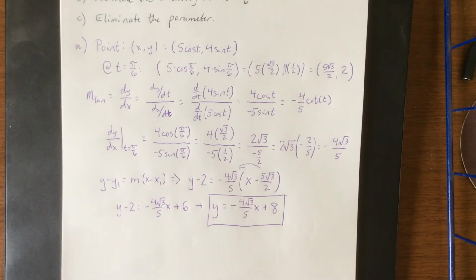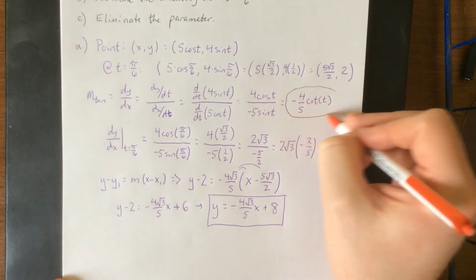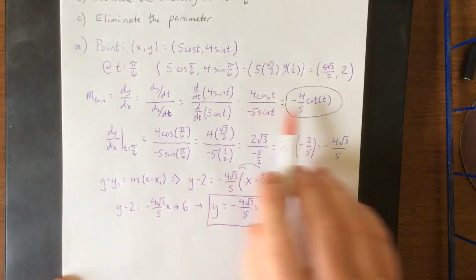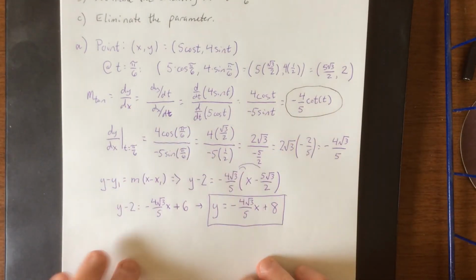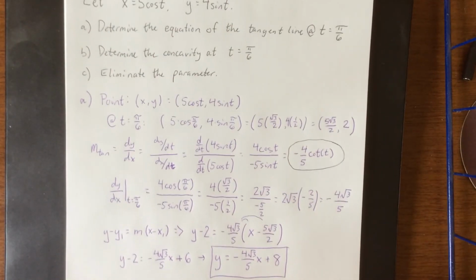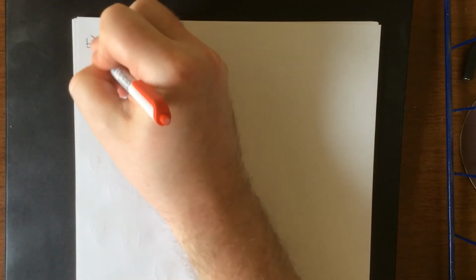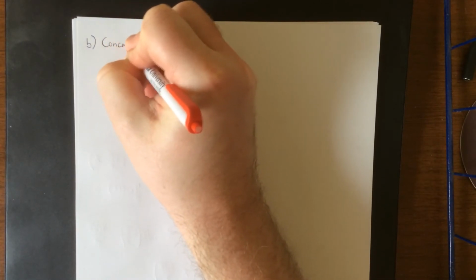Next thing I'd like to do is take a look at part B, where we're going to evaluate the concavity at t equals pi over 6. However, because we're a little bit low on space here, I just wanted to call back to this guy right here. This is what we got for our first derivative, negative 4/5 times the cotangent of t. So, for part B, the concavity.